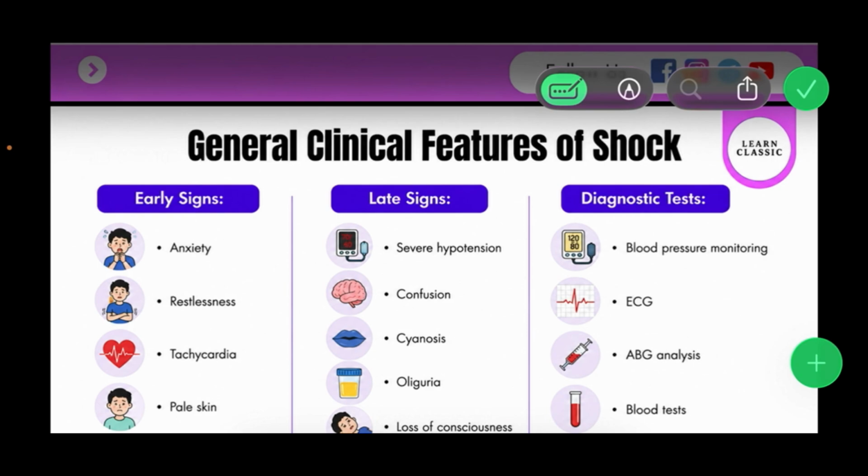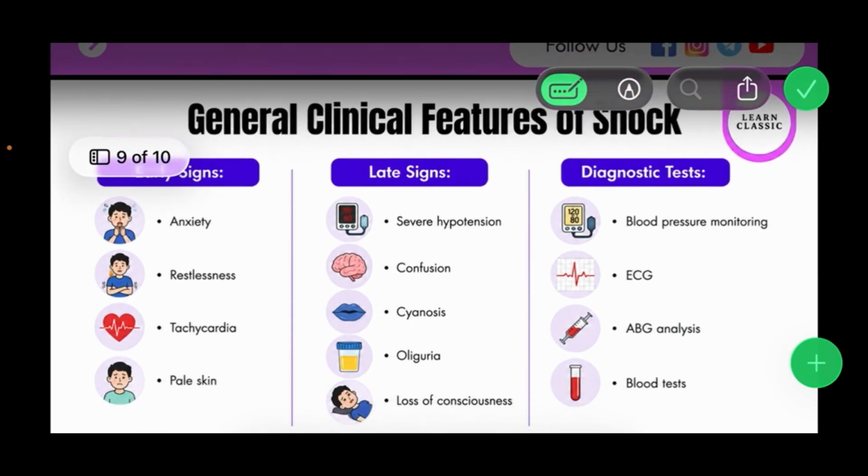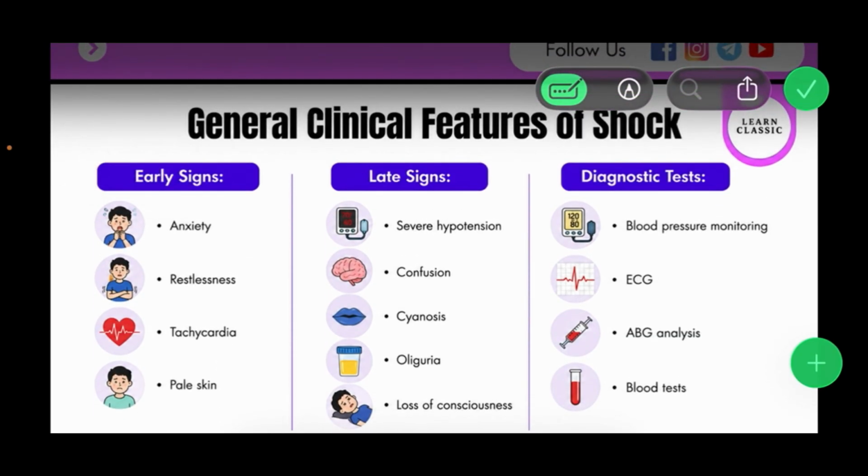Okay. Then coming to the general clinical features of shock. First are the early signs. We have to detect the early signs of shock so that we can provide immediate care and prevent complications. Now, anxiety. Suppose a patient with severe bleeding after an accident becomes frightened, worried and repeatedly asks, am I going to be okay? So this is the first sign of shock, because the brain is not receiving enough oxygen.